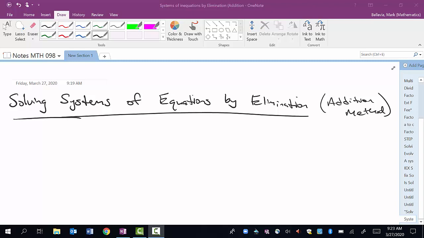In previous videos you might have seen us do this graphically and by substitution method, so elimination is just another way of finding the solution. We'll start with an example just to give you an idea of how it works, and I'll write out some formal steps.